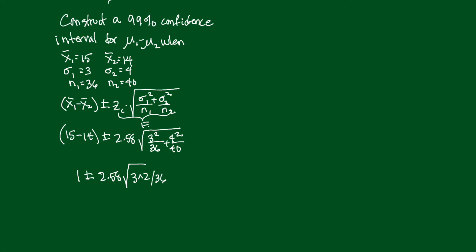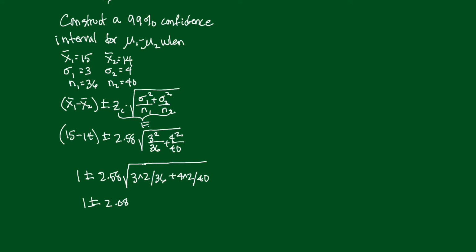All right, so I got 3 squared over 36 plus 4 squared over 40. And as you write that, the square root sign continues on like that. Then I'm going to get 1 plus or minus. Now, when I made that computation, press enter, I got 2.08. I'll round off. 2.08.